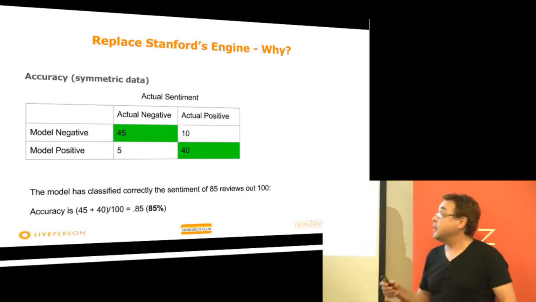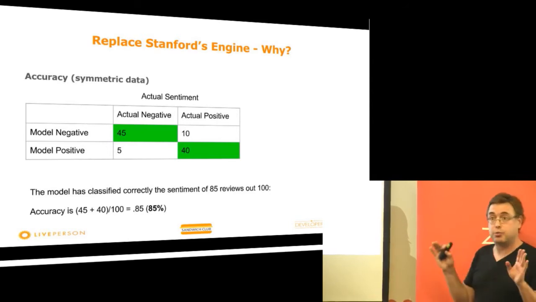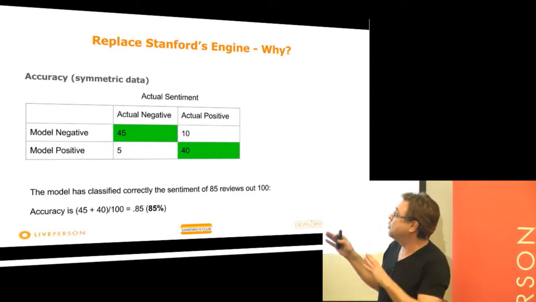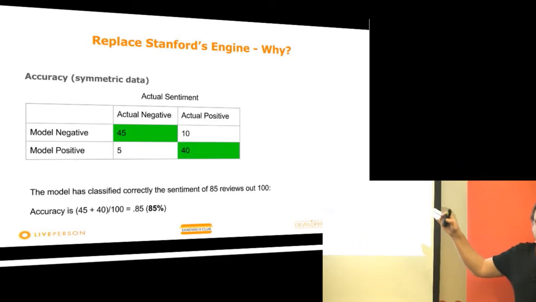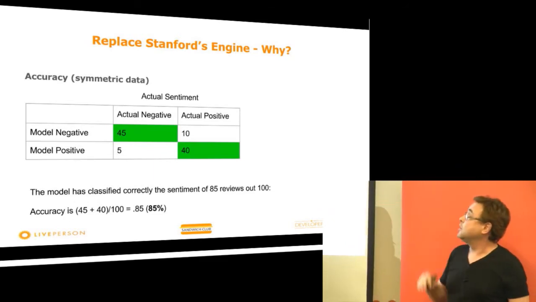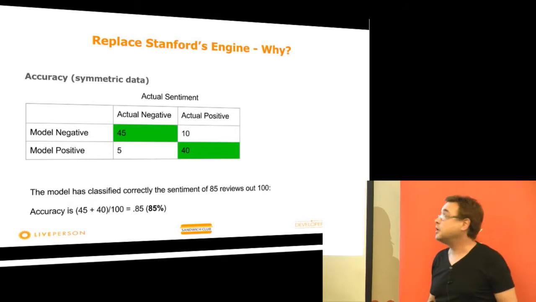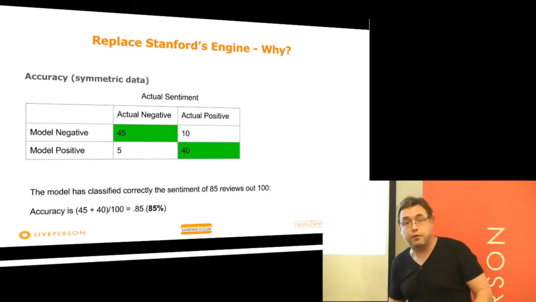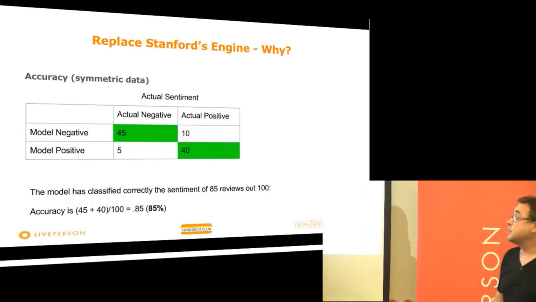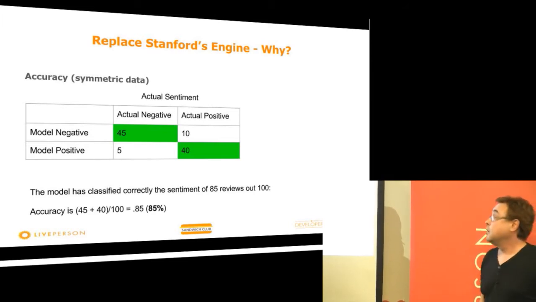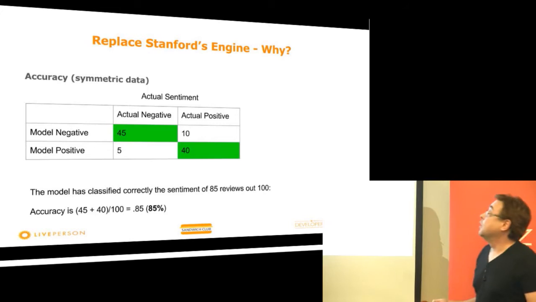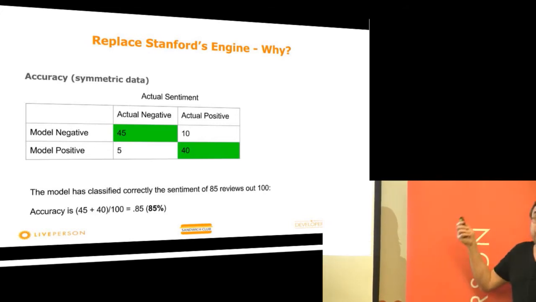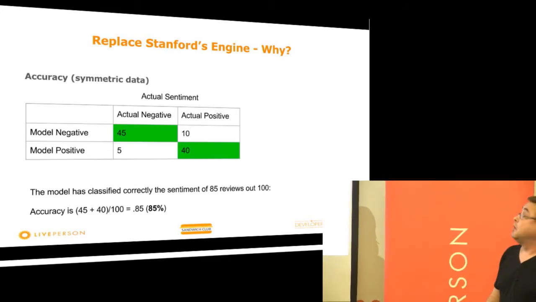And a hypothetical model, I'm not talking now about the Stanford or our model, a hypothetical model, detects 45 negative messages correctly, and 40 positive messages correctly. So overall, we have 85 correct detections. And in this case, we say that we have 85% accuracy. This is an example of symmetric data.